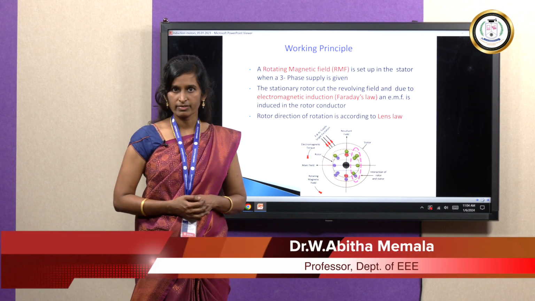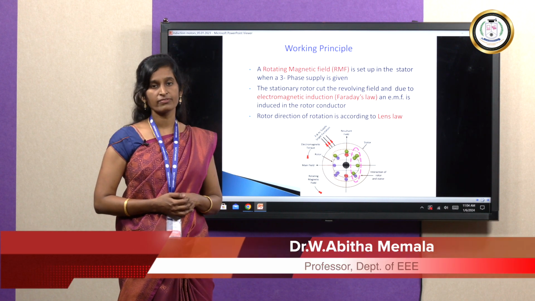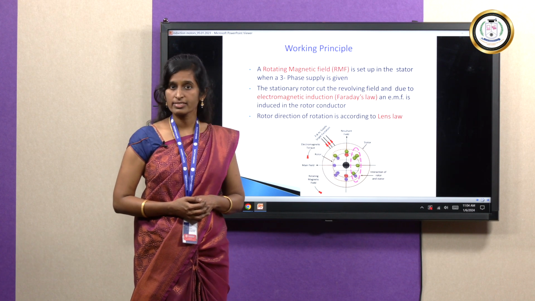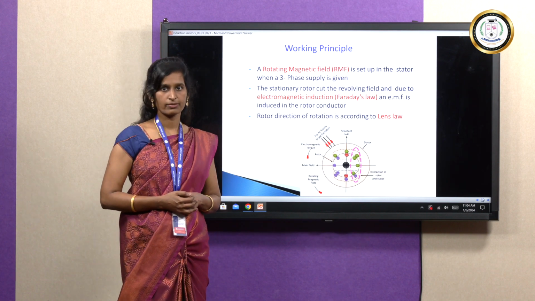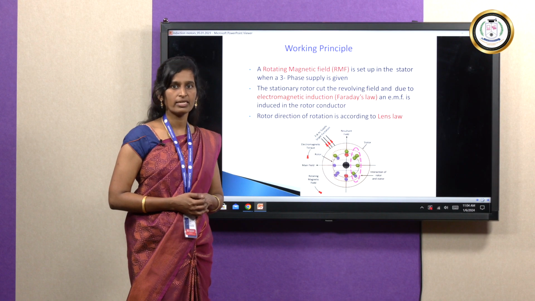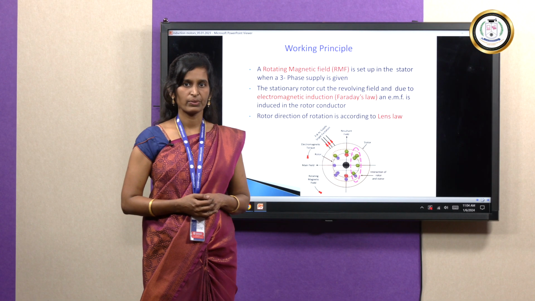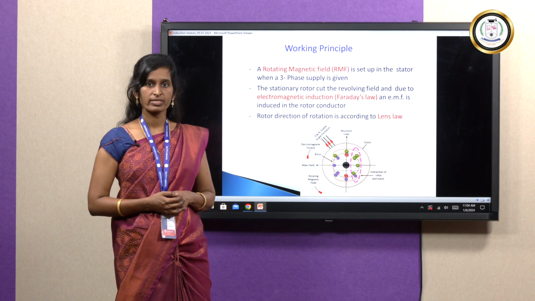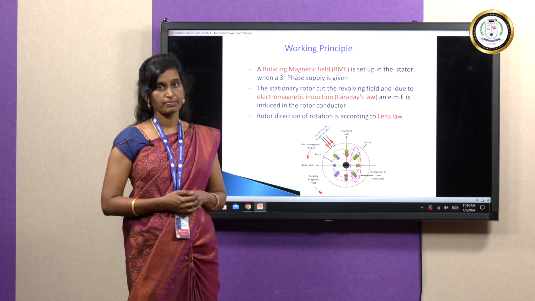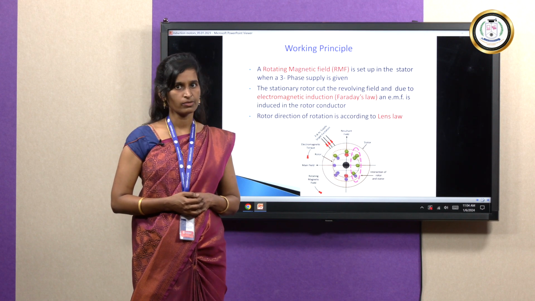This rotating magnetic field rotates at synchronous speed. Synchronous speed is Ns, which is equal to 120 f by P, where f is frequency and P is the number of poles. So Ns is equal to 120 f by P. According to the synchronous speed, the rotating magnetic field rotates.